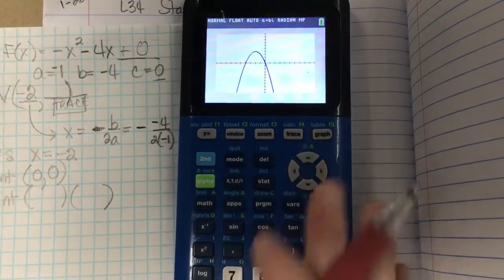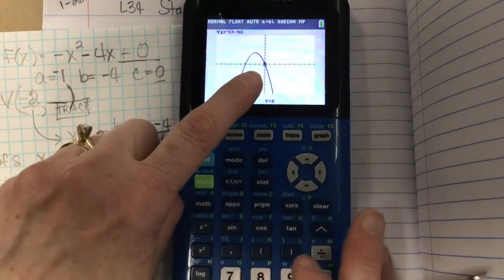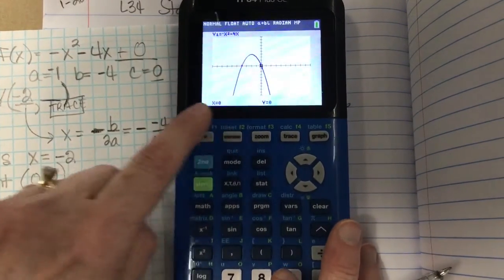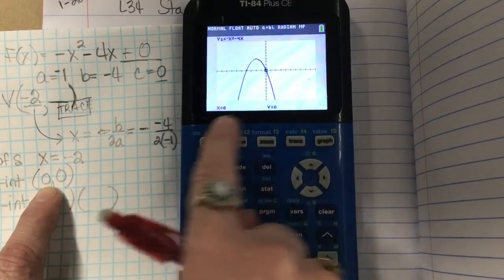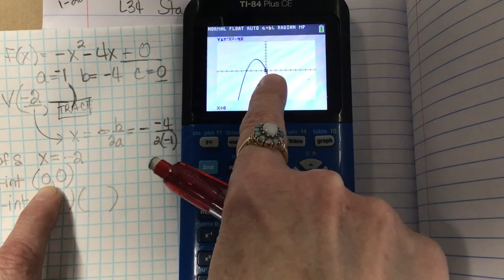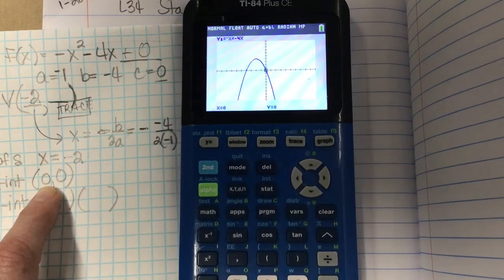Now, when I hit trace, remember what it gives me? It gives me my y-intercept. Is the y-intercept what we wrote? There it is, 0, 0. And look, they show it to you. That's also an x-intercept, so I don't know if this was the best problem to do first, but I'm just going to leave it like that.